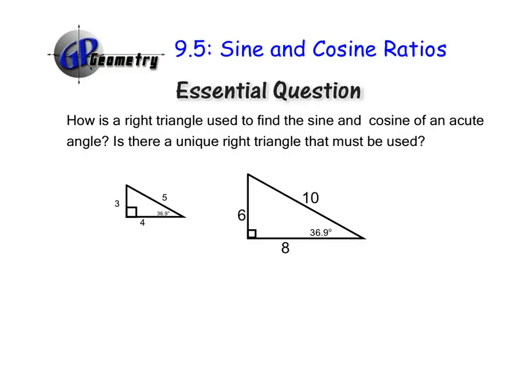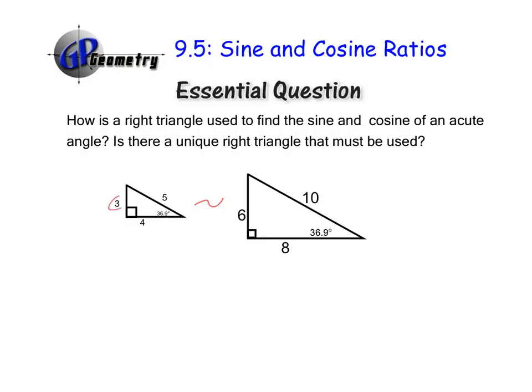In this lesson, we're going to take a look at the sine and cosine ratios, continuing on with our study of trigonometry. All right, so we know that when we have two triangles that are both right triangles and they have an angle here, let's say 36.9 degrees, and I got another triangle that's a right triangle that's 36.9 degrees. We know that those are similar triangles. We talked about that. And so we know all their ratios are equal.